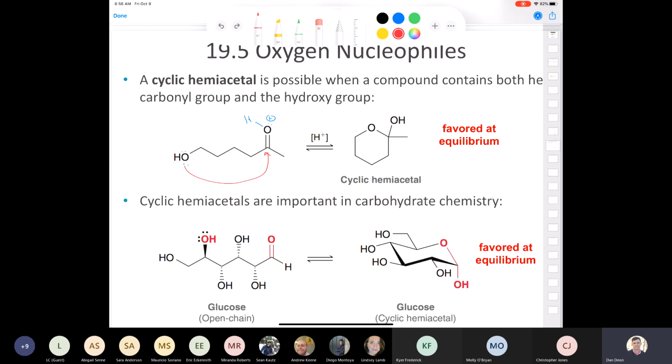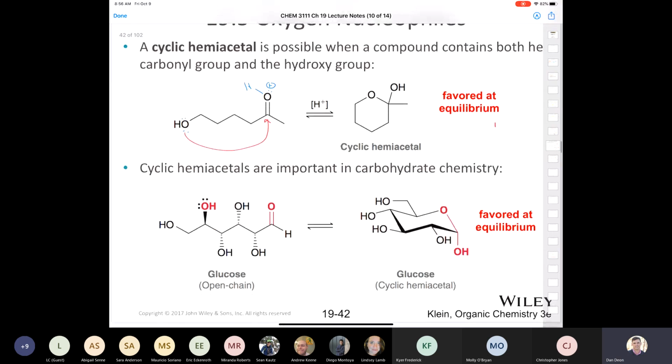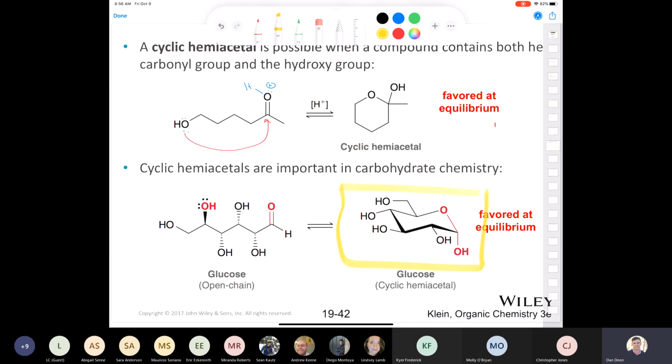The oxygen will have a tetrahedral electron geometry. It will have a bent geometry, but all of the bond angles are going to be close to 109.5 degrees. And that's why the formation of that cyclic hemiacetal is favorable. That's important because glucose, which is shown here in the open chain form, actually forms a cyclic hemiacetal. And in fact, if you've studied biology, you're probably used to seeing glucose drawn in this chair form right here. Again, we'll talk about that more in chapter 24, but it's still important that you know that.